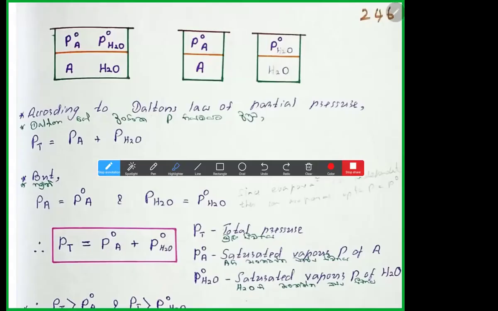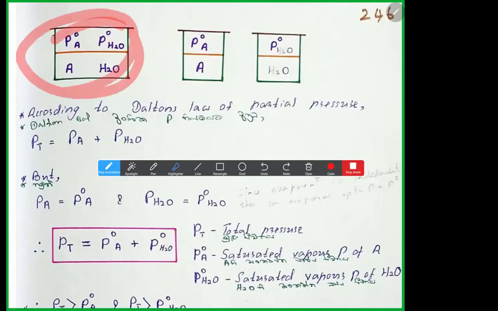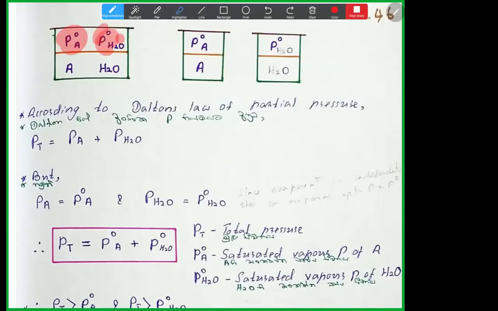When you're having A separately, that is P naught A. B water separately, that is P naught water. And when you are mixing these two, they are not mixing with each other. Let's say oil and water, not mixing, so that these two are operating independently from each other. So Dalton's law of partial pressure, we are writing this way.